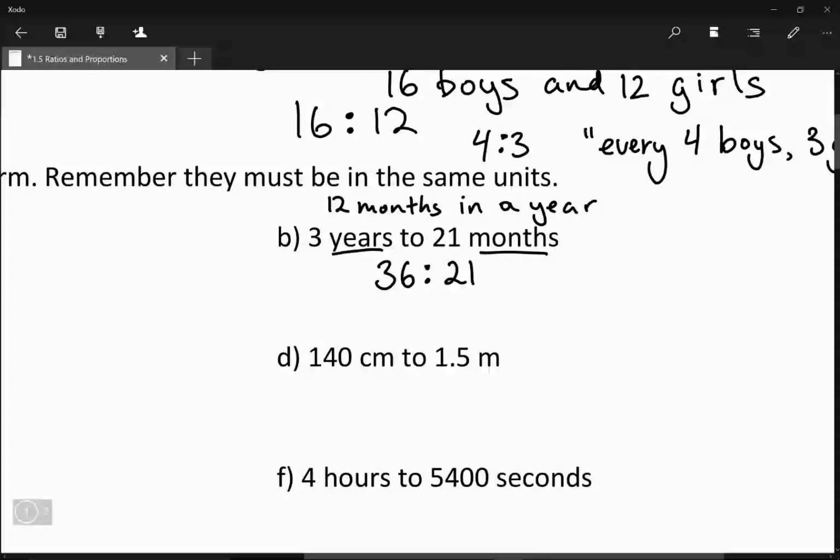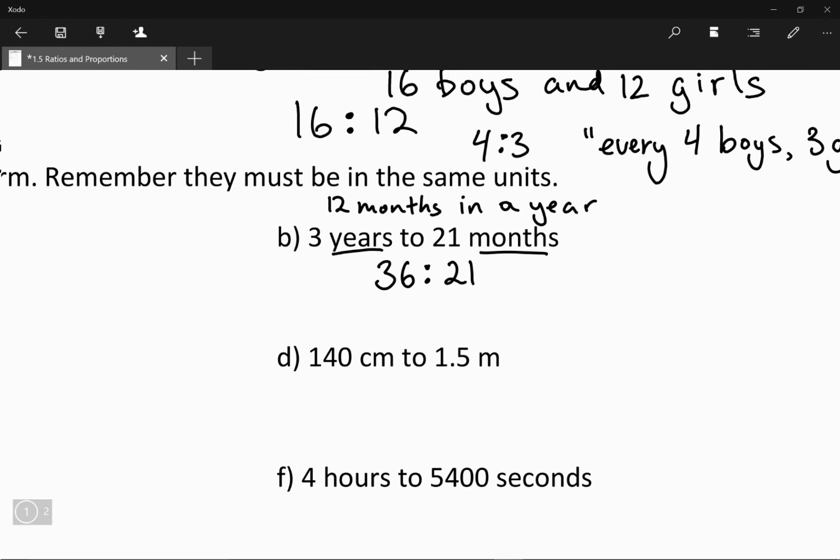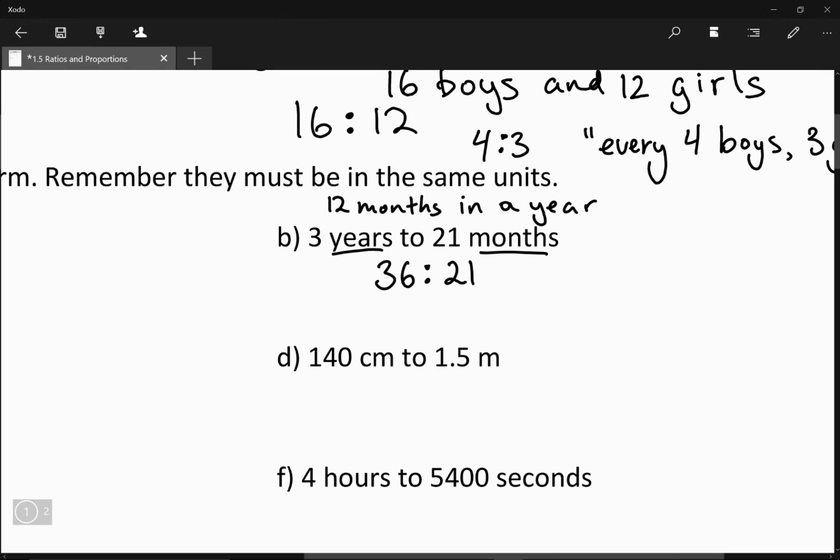Now these are the same units. If I put this in lowest terms, I can divide each number by 3. So 36 divided by 3 gives me 12, and 21 divided by 3 gives me 7. So my ratio in reduced form is 12 to 7.